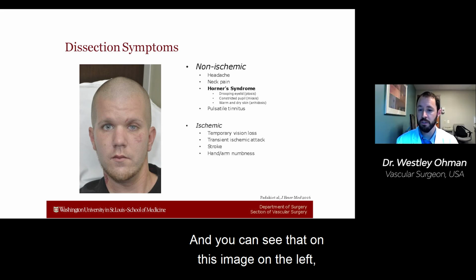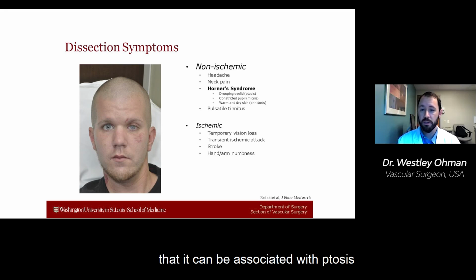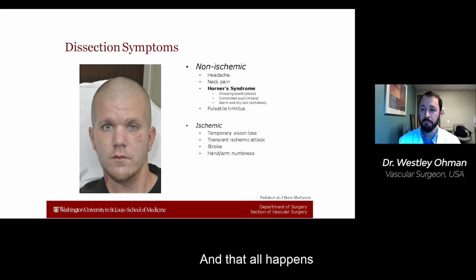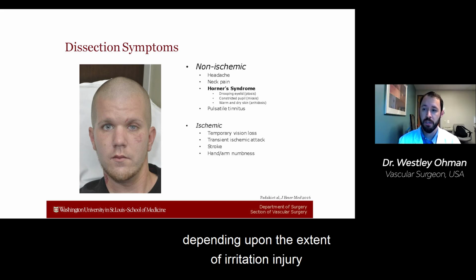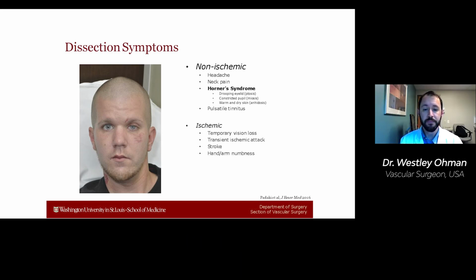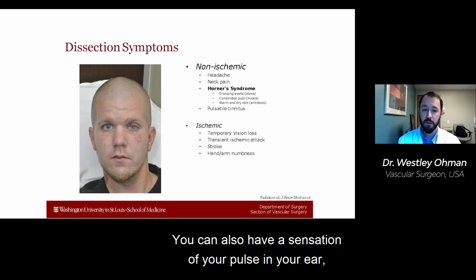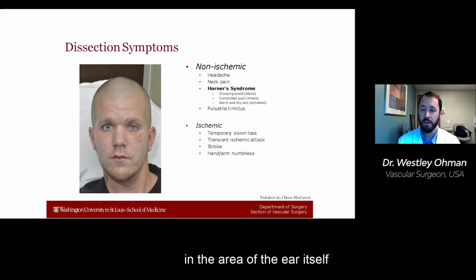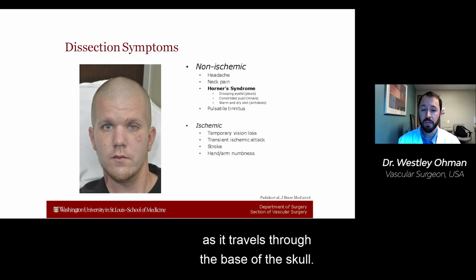And you can see that on this image on the left, that it can be associated with ptosis or a drooping eyelid, a constricted pupil compared to the other side, as well as warm and dry skin due to the lack of sweat production on that side. And that all happens on the ipsilateral side of the dissection. It can be transient or it can be permanent depending upon the extent of irritation and injury to the nerves. You can also have a sensation of your pulse in your ear, or pulsatile tinnitus, and that can be reflective of a carotid dissection in the area of the ear itself as it travels through the base of the skull.